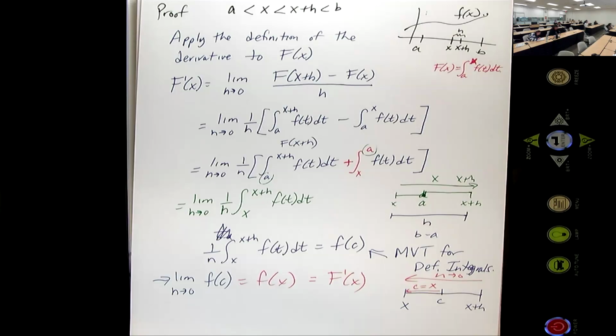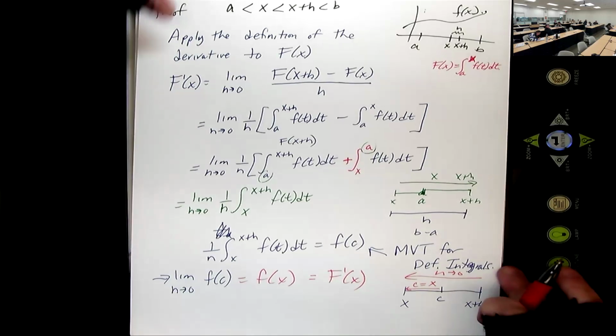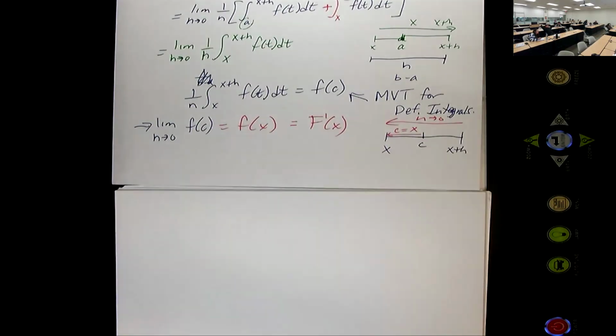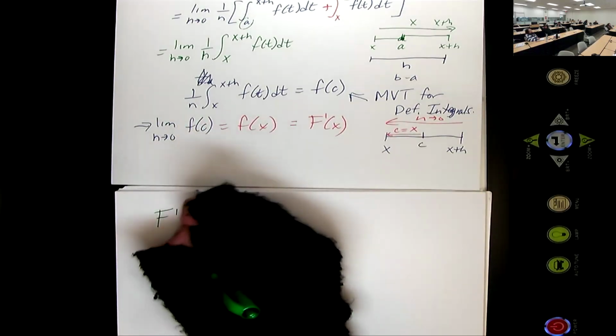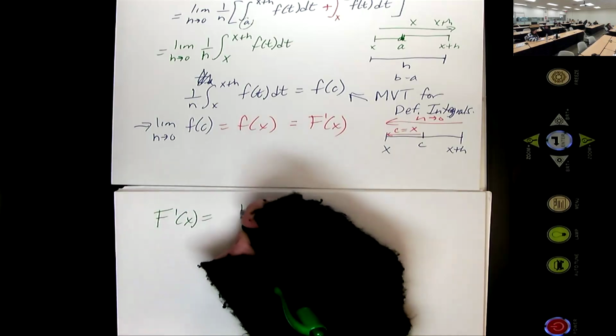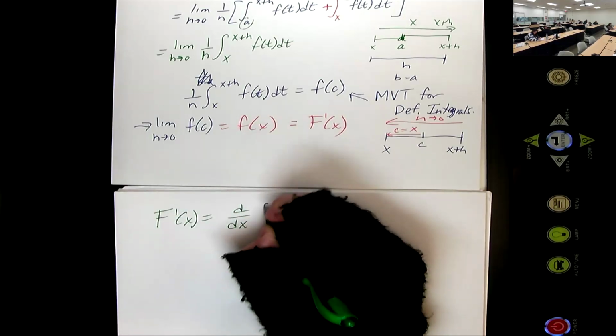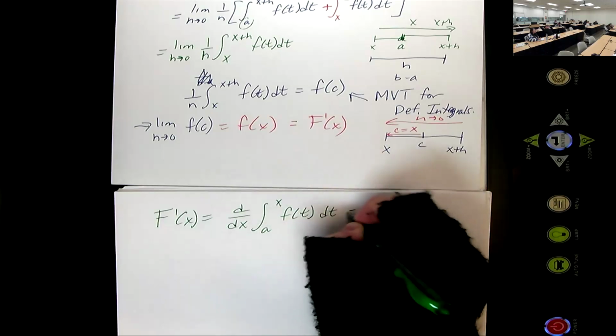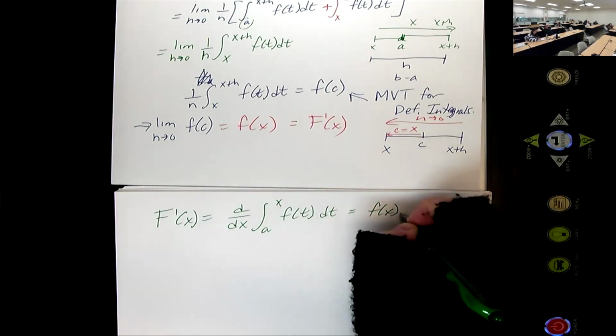This is the theorem you will use less. It is handy to know, notice. Well, let me put up what the original description of F prime of x was, from the previous page. F prime of x was d dx of the integral from a to x of f of t dt, equals f of x.